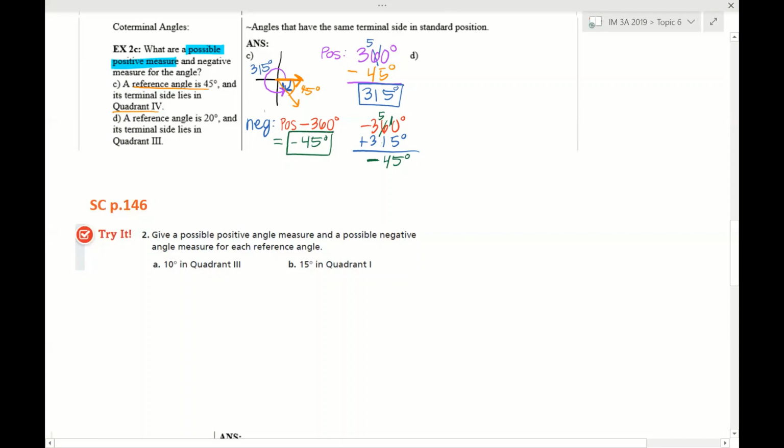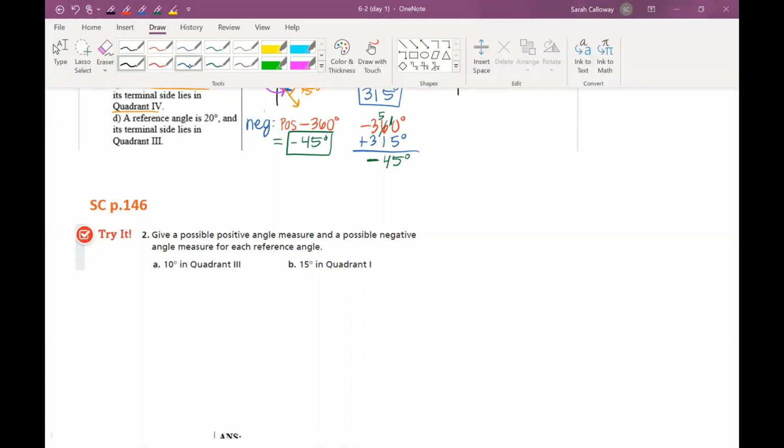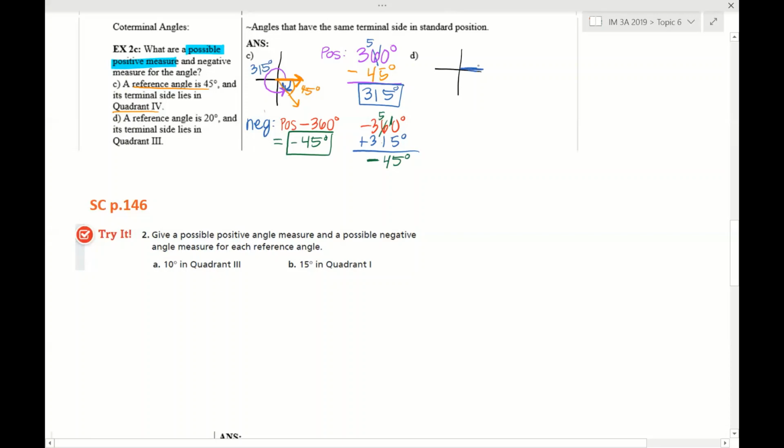Okay, so my positive angle with the reference angle of 45 in quadrant 4 is 315 degrees. Its negative counterpart is negative 45 degrees. So that means that in D, when they give us an angle in quadrant 3, we have our initial side as the positive x-axis always.